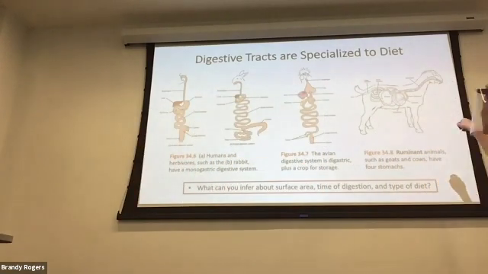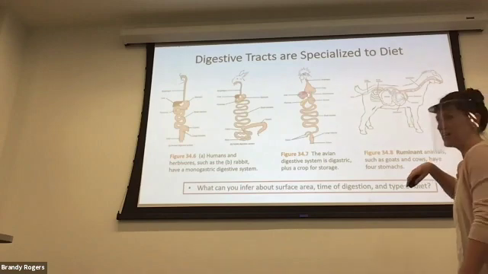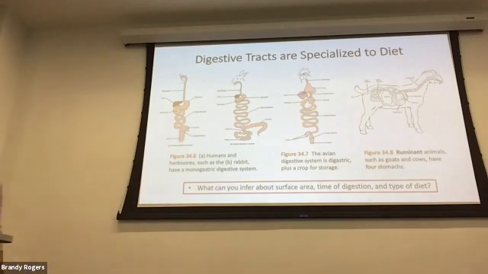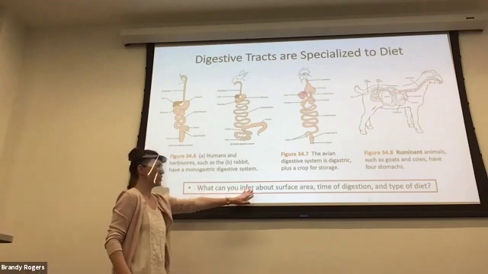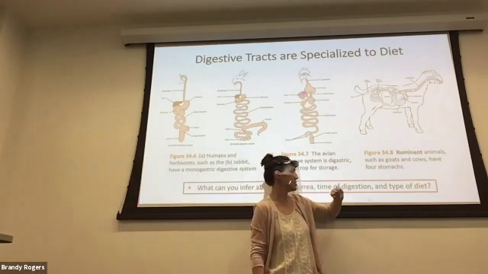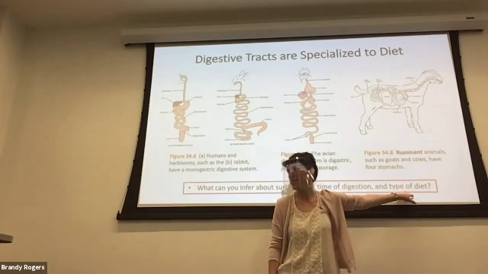They're regurgitating some food from their first stomach back up into their mouth to chew it some more. Not because they're gross, but because that's how they're adapted to do it. Right? So chew some, swallow, put it back up, start swallowing again. Different strategies, right? And the idea is to infer what you can about surface area, how long it takes you to digest your food, and what you're eating.